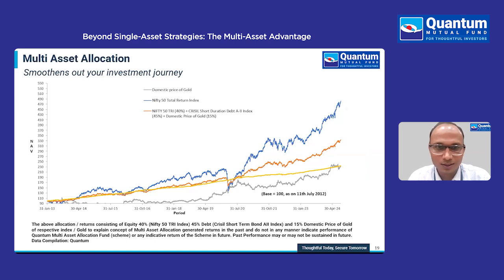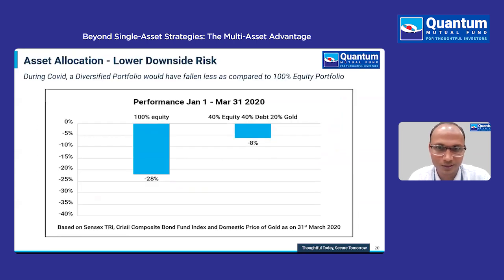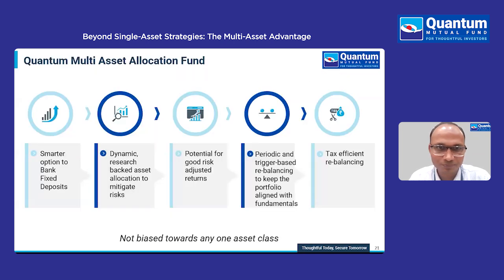So this is how the strategy has performed. You can see the orange line, which tells you about the performance of the multi-asset exposure, while the blue line is the equity exposure. So obviously the returns will be slightly lower than a 100% equity allocation over the years. But at the same time, in down cycles, you'll probably be better off compared to a 100% equity portfolio. This is what I talked about during COVID: a 28% drop in equity in the first quarter, while this multi-asset exposure was down only 8%.